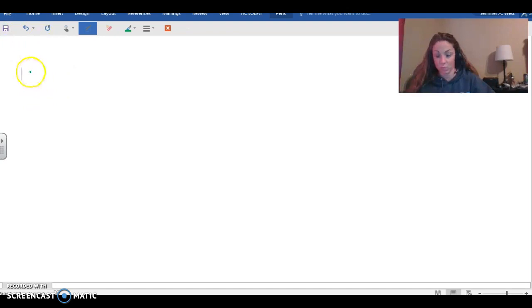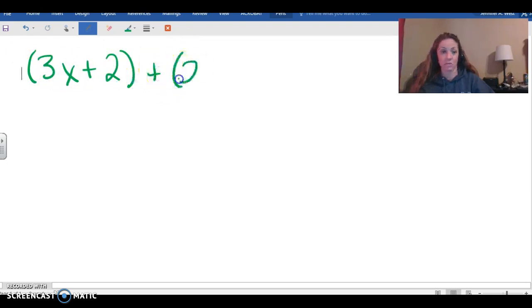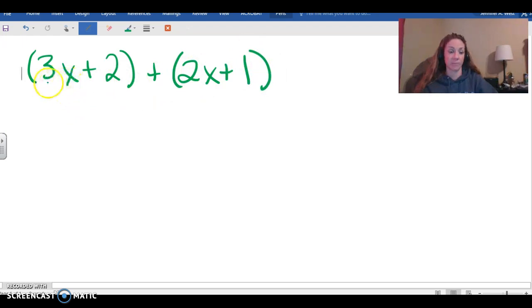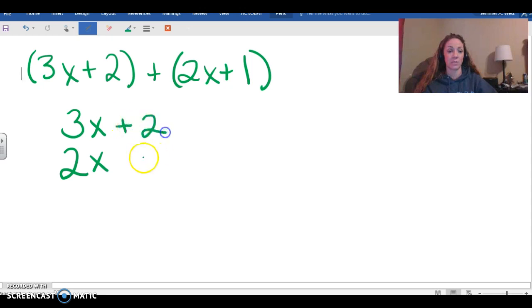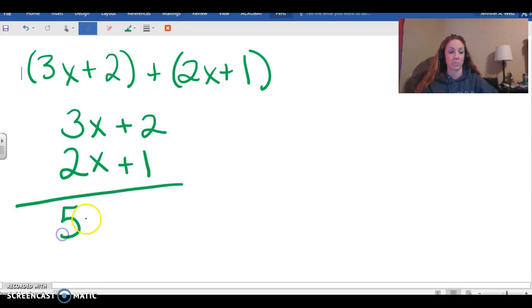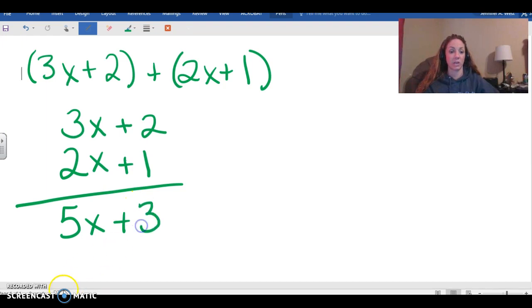First one we're going to do is (3x + 2) + (2x + 1). Well, in both sets of parentheses, we have a number times an x and a number times an x. Those are like terms, so we can combine 3x and the 2x. And then the 2 and the 1, we can just add those together because those are also like terms. So when we add it together, we wind up with 5x + 3.